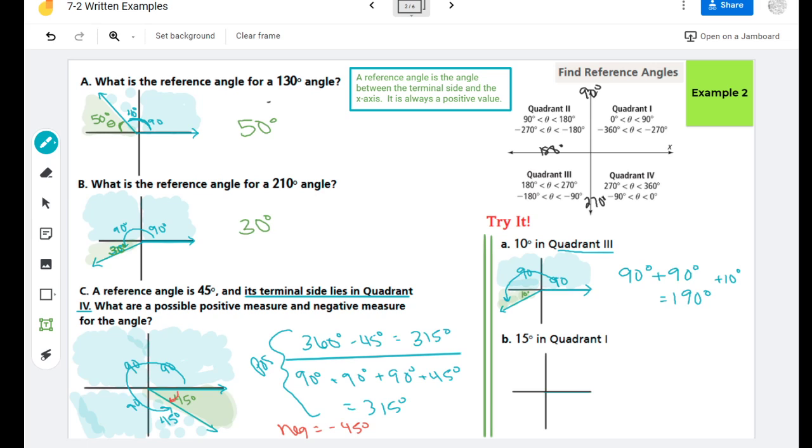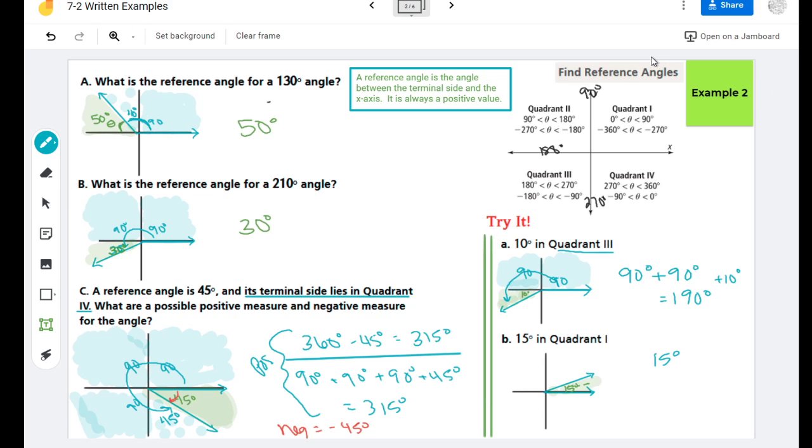Alright, now part B says 15 degrees in quadrant 1. So quadrant 1 is right here. And they're saying that this green wedge is 15 degrees. Well, that is the angle, isn't it? So our positive angle measurement is 15 degrees.